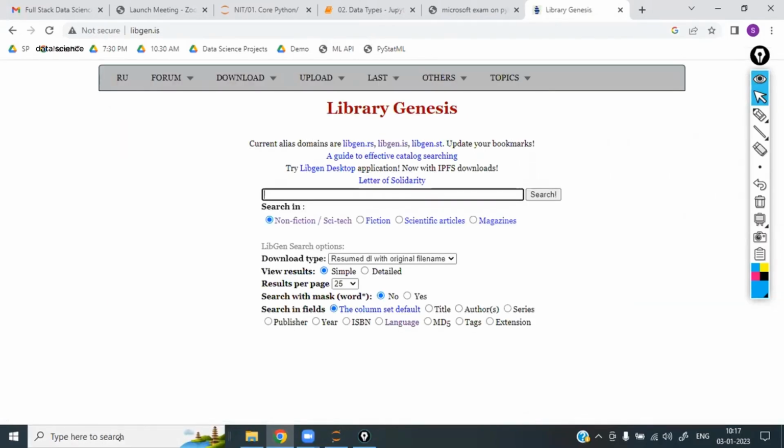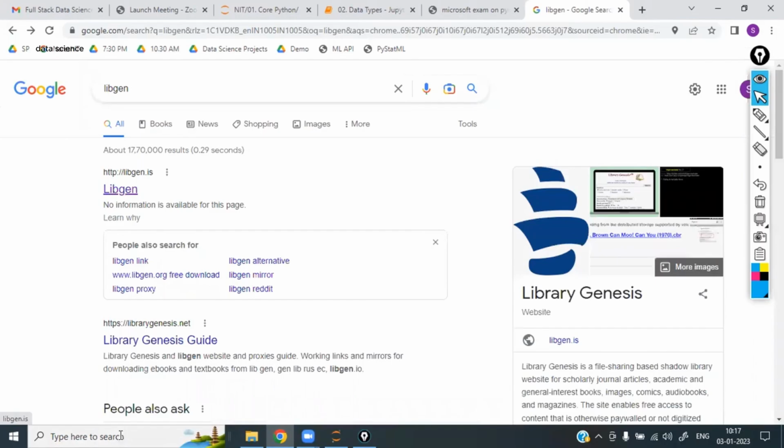Libgen. Don't type the extension. Today it is IS, tomorrow it might be WN. It is a cracked one, not the original one. Okay.